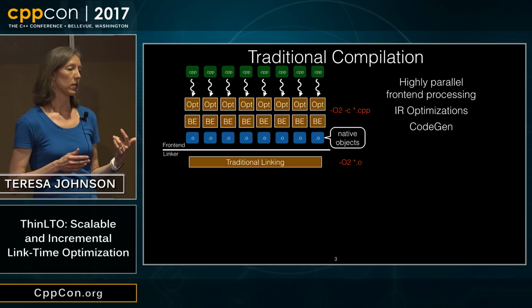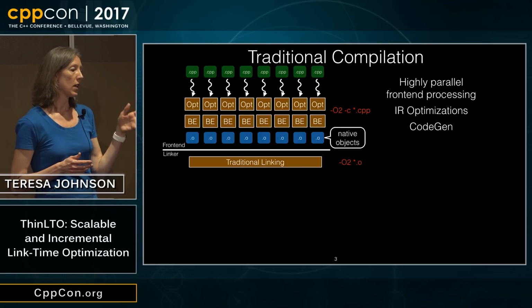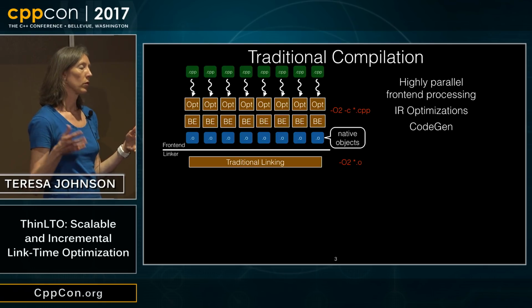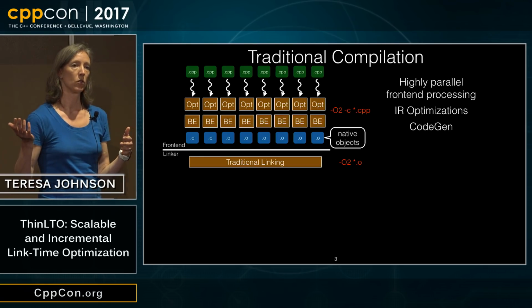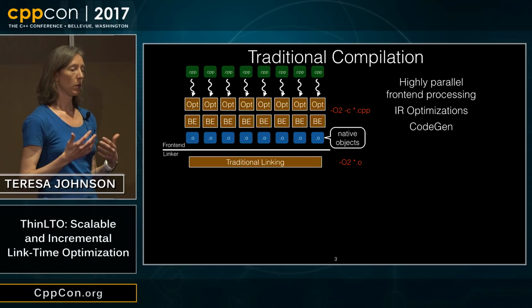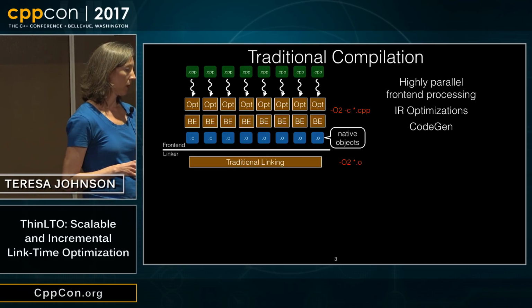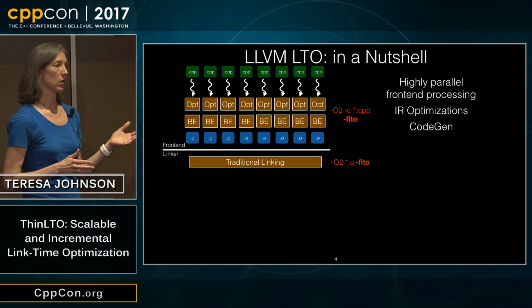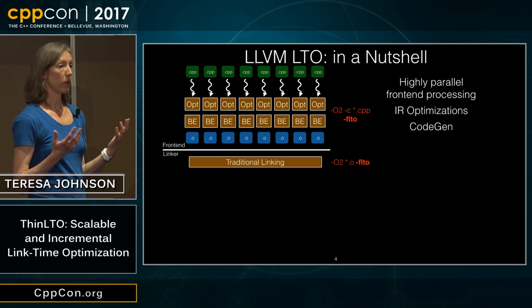The limitation, of course, is that each compilation doesn't have any visibility into what is defined in other translation units. And so that kind of limits some of the optimizations. Link time optimization was designed to deal with that limitation.